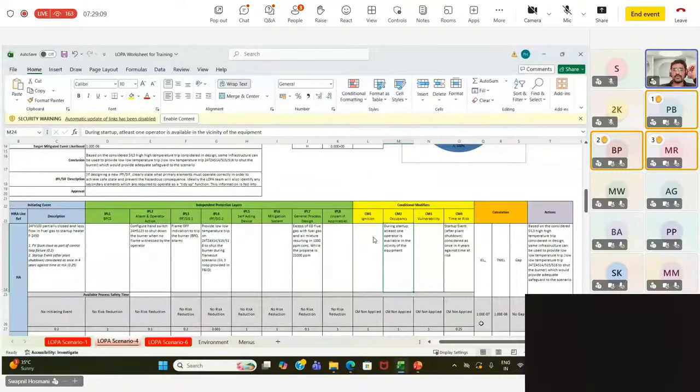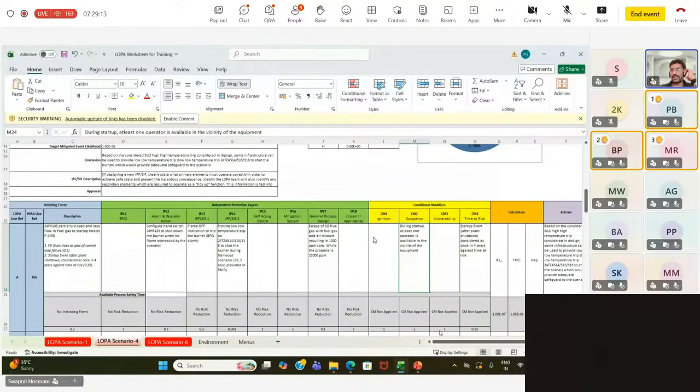So this is a scenario where your IEL is lesser than the TMEL. So it is more or less no gap, because this is a favorable scenario. This is in the same PNID. You have FV103 partially closed and less flow of fuel gas to the startup heater.